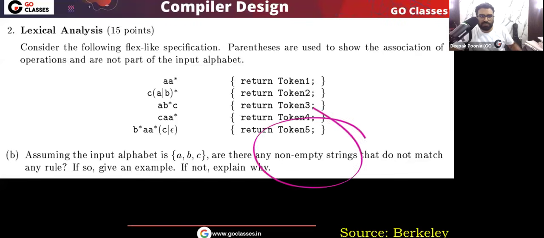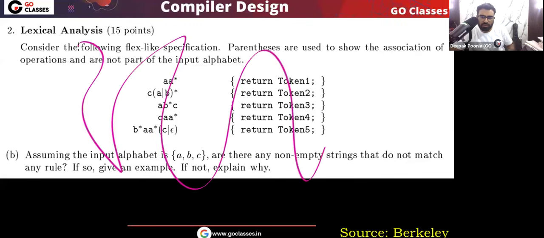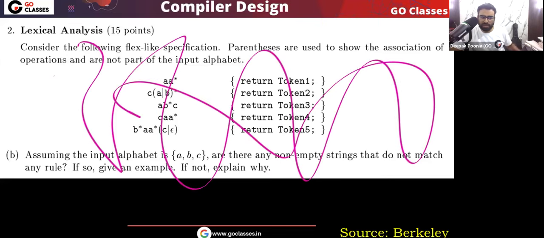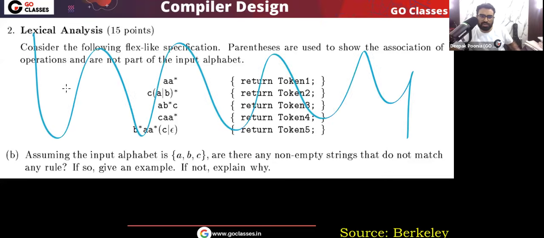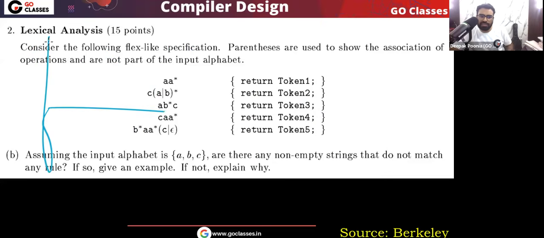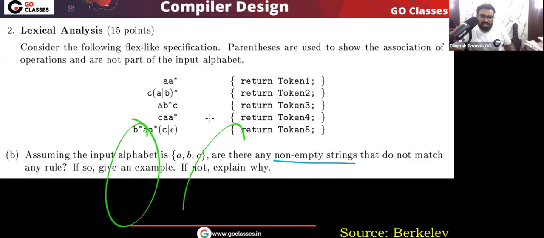In any similar type of question where you have to check a lot of strings, always check from length 1 onward, because we are talking about non-empty strings. First you check length 1 strings, then length 2 strings, then length 3 strings, then length 4 strings, and so on. Like this you solve this type of question. I hope you understood.